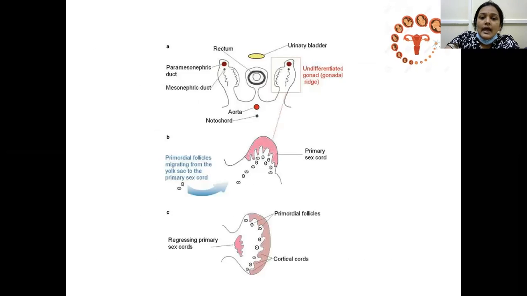And why we have represented the rectum and urinary bladder when we are discussing the development of the genital system is that the urogenital system develops simultaneously, and any anomalies in the genital system can have some anomalies in the urinary system also.